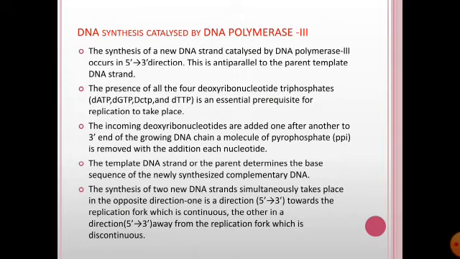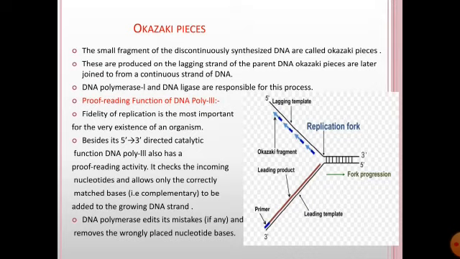Towards the replication fork, there is the continuous replication. Continuously from there, there is no need for the addition of any type of primer; they are continuously synthesized. But in the other direction, 5' to 3', which is away from the replication fork, the synthesis is discontinuous in form due to the polarity problem.